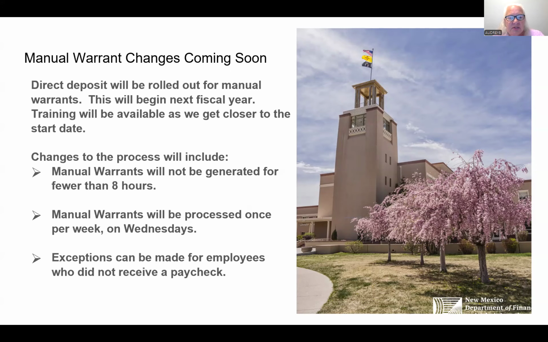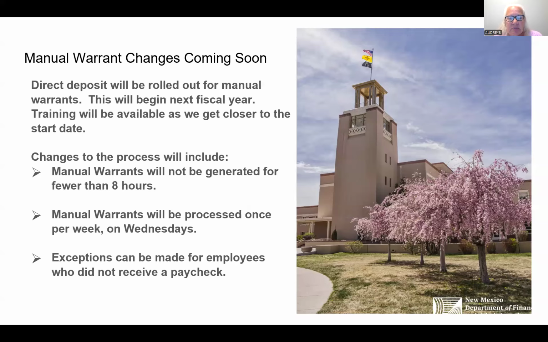All right, so this is the question that was asked earlier about direct deposit. Manual warrants will have the ability to go direct deposit at the beginning of next fiscal year. Direct deposits will be rolled out for manual warrants, and training will be provided as we get closer to the date. Now, with this change, with us moving to direct deposit for manual warrants, there will be some changes that will be put into the process.